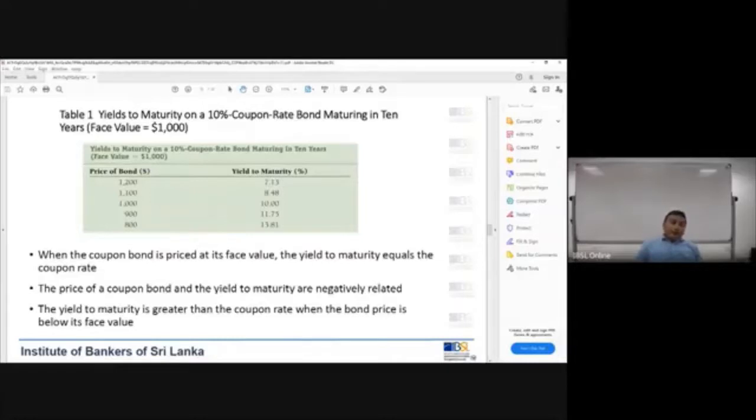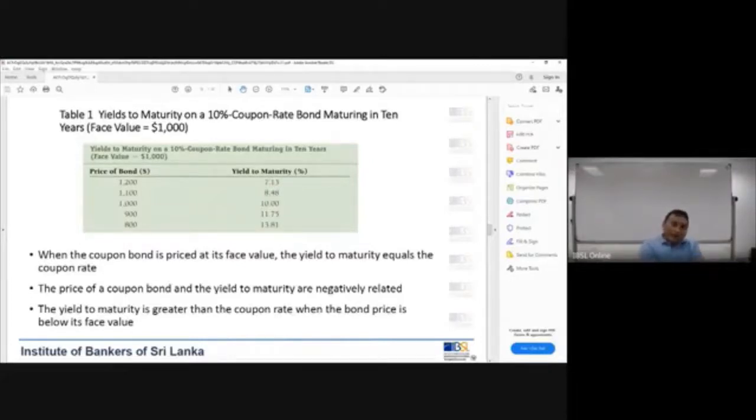You already know under what circumstances the price would be higher than the face value. It is the circumstance where the market interest rate is lower than the coupon. So when the market interest rate is lower than the coupon, you have to pay a price that is more than the face value of the bond. So that is what you are seeing here. When you see 1,200, you see the yield to maturity, which is 7.13.